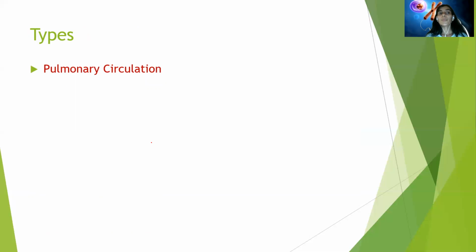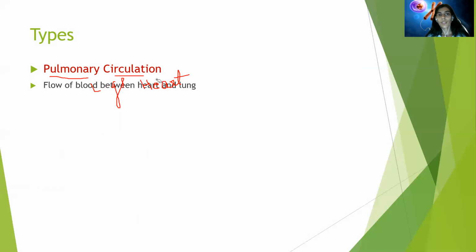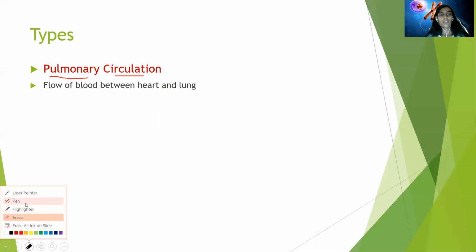The first one is the pulmonary circulation. The word pulmonary represents the lung, so it must be related to the lung. And as it is a circulation and we are talking about the heart, it's the flow of blood between the lung and heart. We call that pulmonary circulation. Let me raise it so that it is clear to you. So the flow of blood between the heart and lung is called pulmonary circulation.